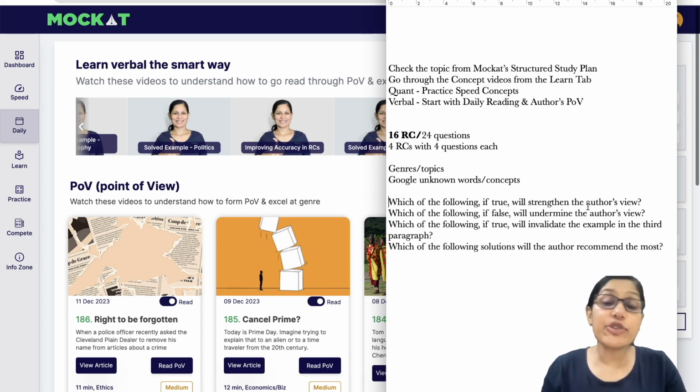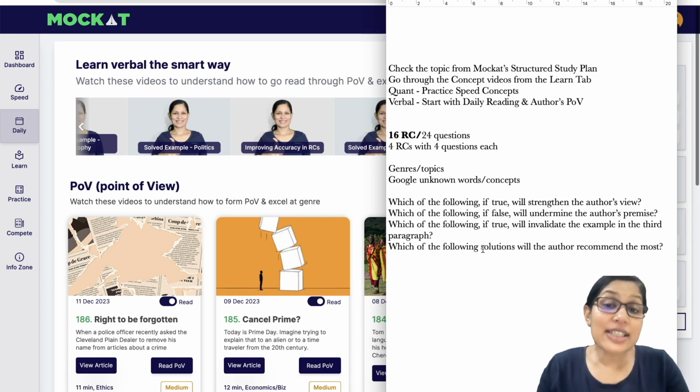Which of the following, if true, will strengthen the author's view? Which of the following, if false, will undermine the author's premise? Which is the opposite, right? Undermining is weakening, the opposite of strengthening. Or which of the following, if true, will invalidate such and such example given in the passage? Or which of the following solutions would the author recommend?